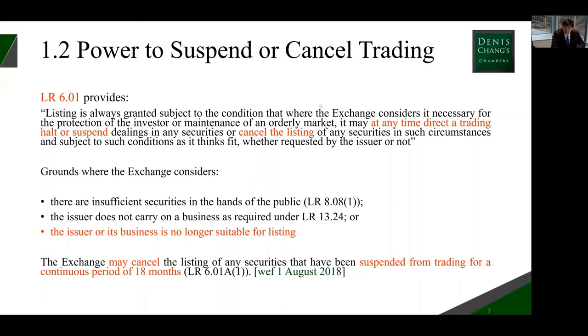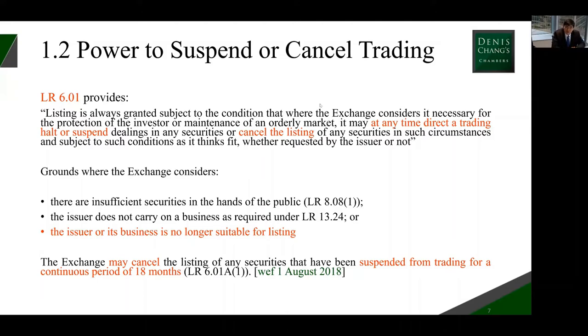This language is an important reminder of the underlying policy concerns of the listing committee, namely the public interest and the well-being and maintenance of the market as a whole. This language is further repeated and it pervades throughout the thinking of the committee as well as the listing review committee, and that would be further developed in the later parts of the webinar.